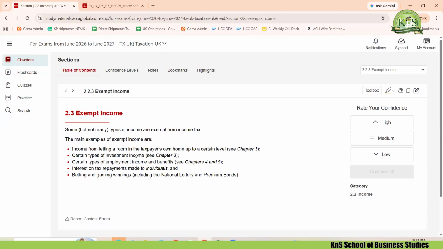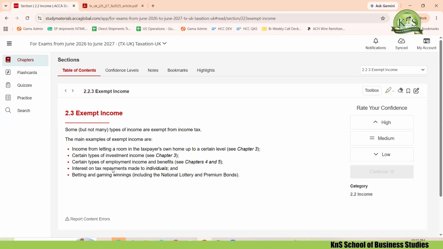Certain types of investment income are exempt. Certain types of employment income and benefits, just like I told you, one mobile phone is exempt. When we study that topic, you will get those things there. But for now, you need to know the concept of exempt income. It means you don't need to pay any tax.